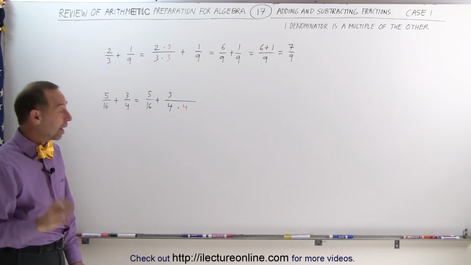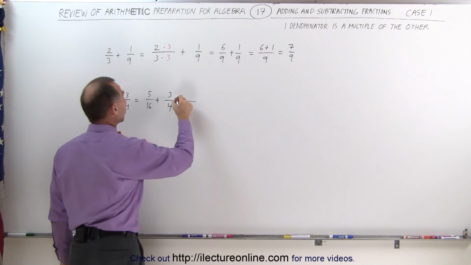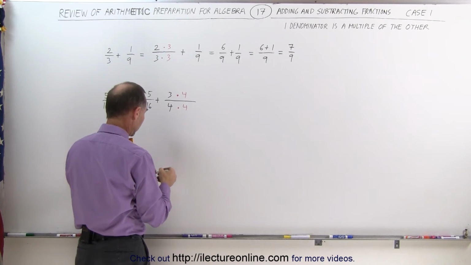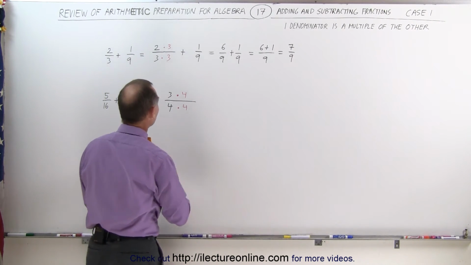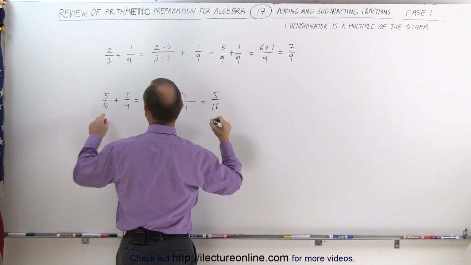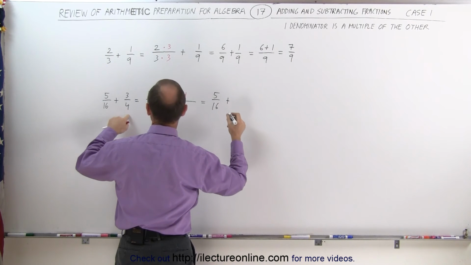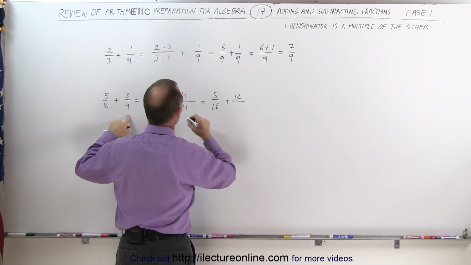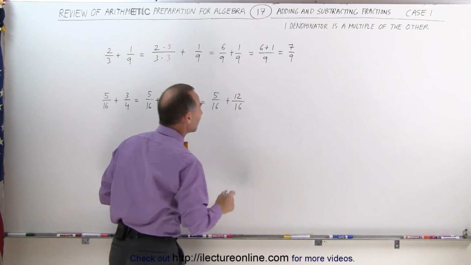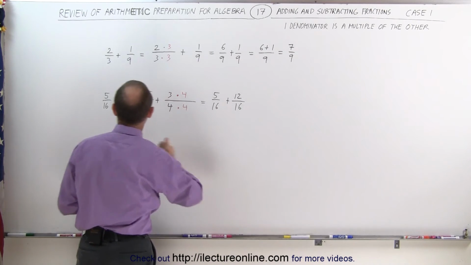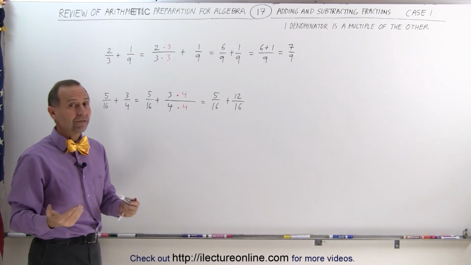Again, if I do that to the denominator, I must do exactly the same to the numerator. I must multiply the numerator also times 4, which means I now end up with the following. I end up with 5/16, which is my original fraction here, but my second fraction now gets a different form. It's now 3 times 4 is 12, 4 times 4 is 16. Notice that 12/16 is exactly the same as 3/4, just a different form.